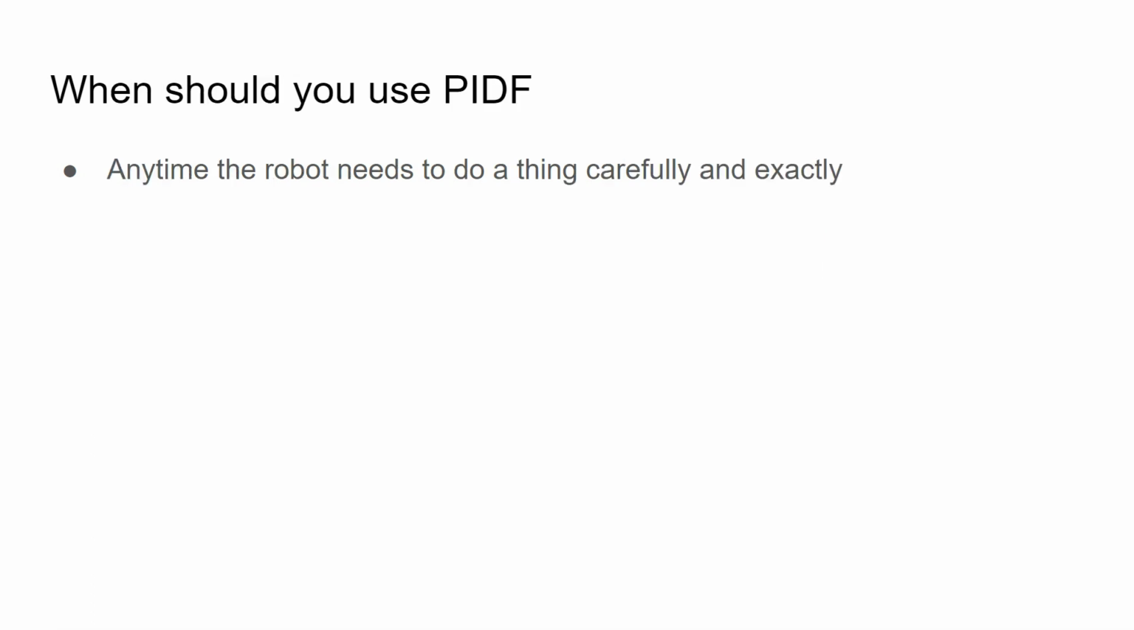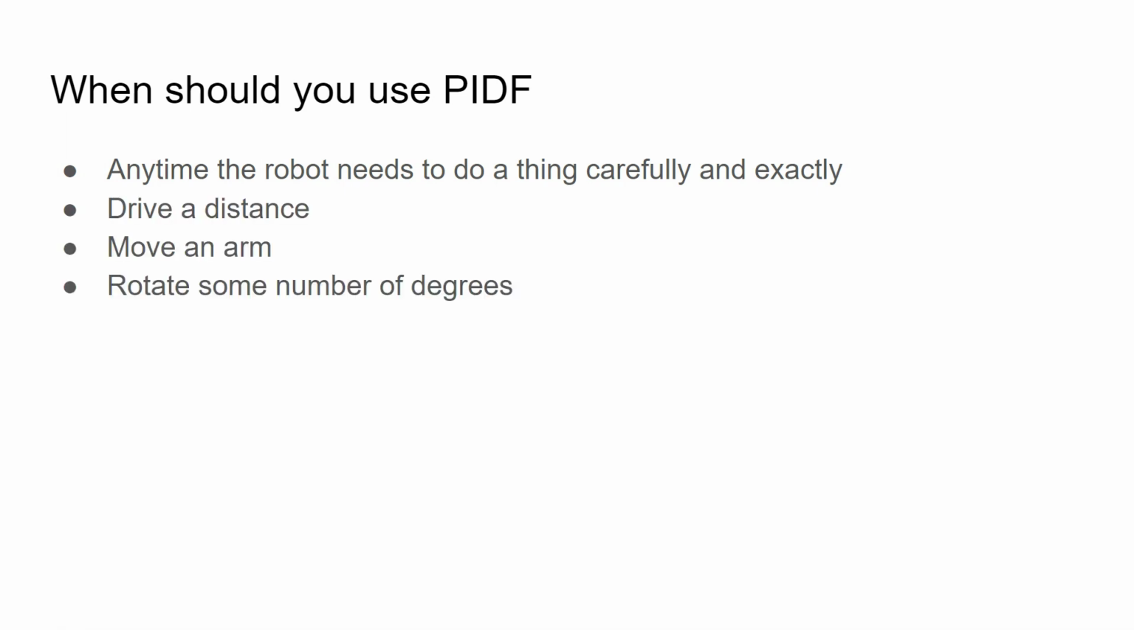So when should you use PIDF? Well, anytime your robot needs to do something automatically, it needs to do it carefully, it needs to do it exactly. So some examples of this are driving a specific distance, moving an arm, rotating some specific number of degrees, aligning with a vision target, and there's lots of other examples. For our purposes, we're going to basically entirely be focusing on driving a particular distance, or at the very end, driving a distance in a particular way, so curving or something.